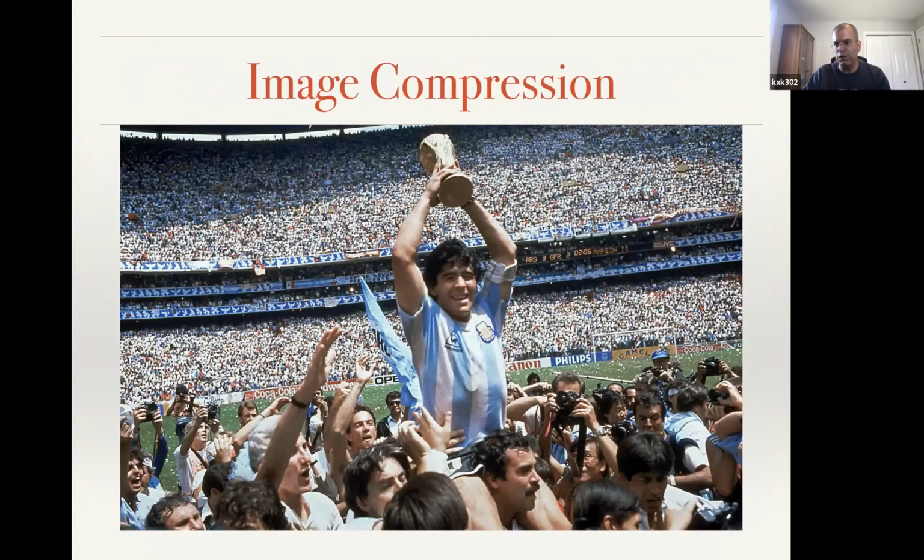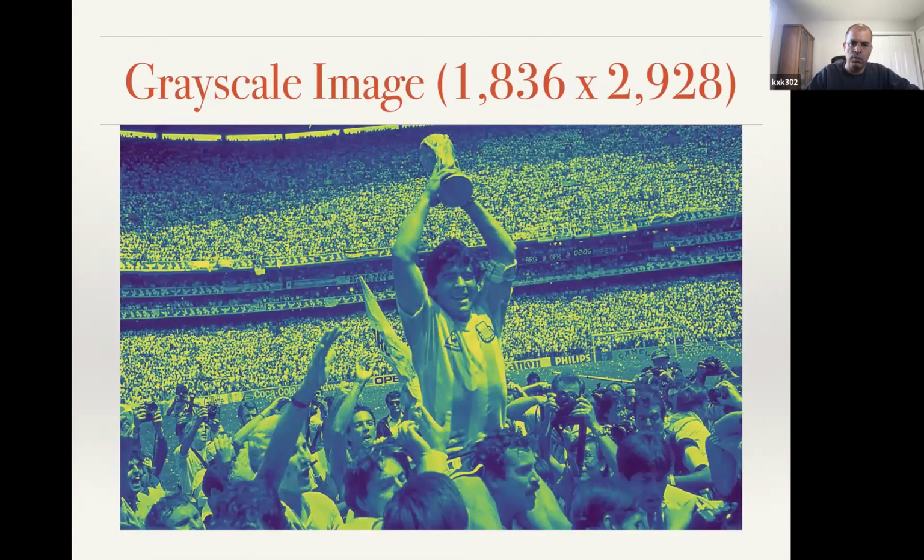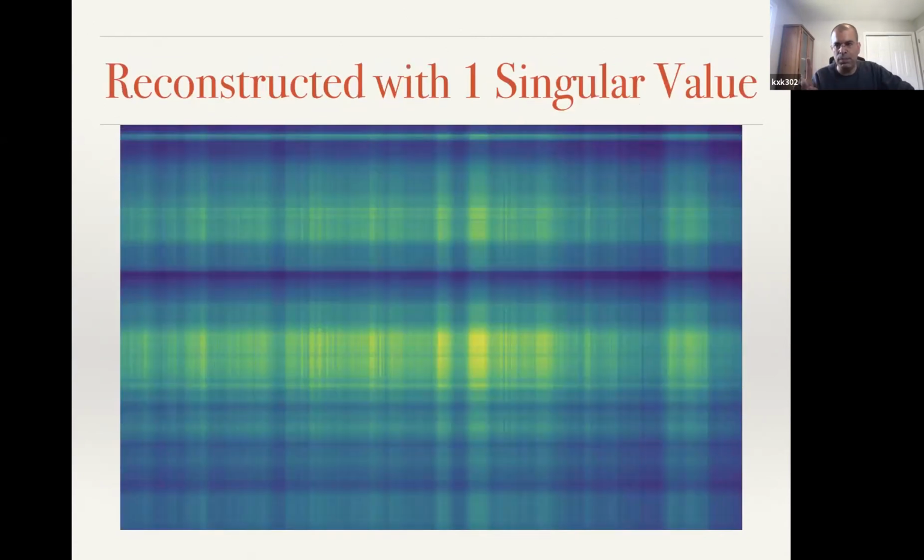So the best value of K is somewhat subjective to answer that question. It depends on what is acceptable to you. This is the grayscale image. If I take only the top singular value, this is the image that I get back after it's reconstructed. So it's useless. You don't know what it is.